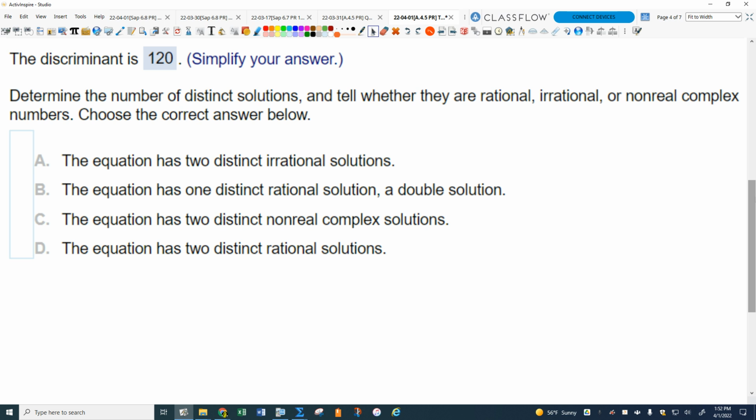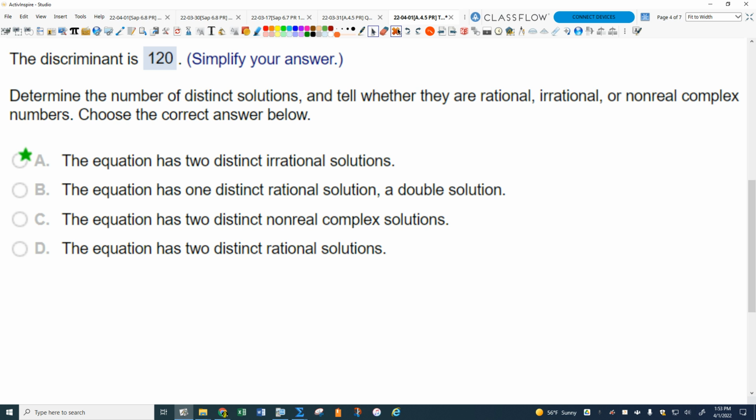120. No. Not 2. Not 2. What's it going to be? Yeah, how come? You're right. How come? Because it's not a perfect square. There you go. It's positive, so it's real, but 120 is not a perfect square. No number squared is equal to 120, right? So we know we're going to get stuck with the square root. Good job. So it's going to be irrational, right?